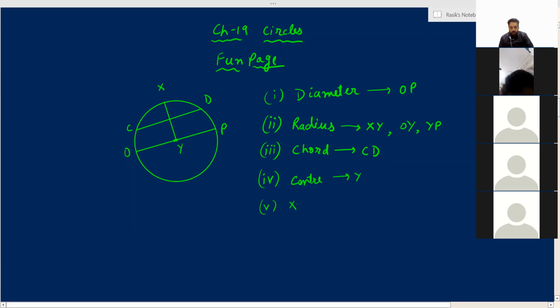Fifth part, what is XP? Identify XP. If you join XP, what will you get? Sir, a chord. No. What is this XP? Can you see? I have highlighted it. What is this called? Sir, arc. Arc, absolutely right. This is a part of the circle. From the circumference, we have cut out a part. This part is called an arc of the circle.